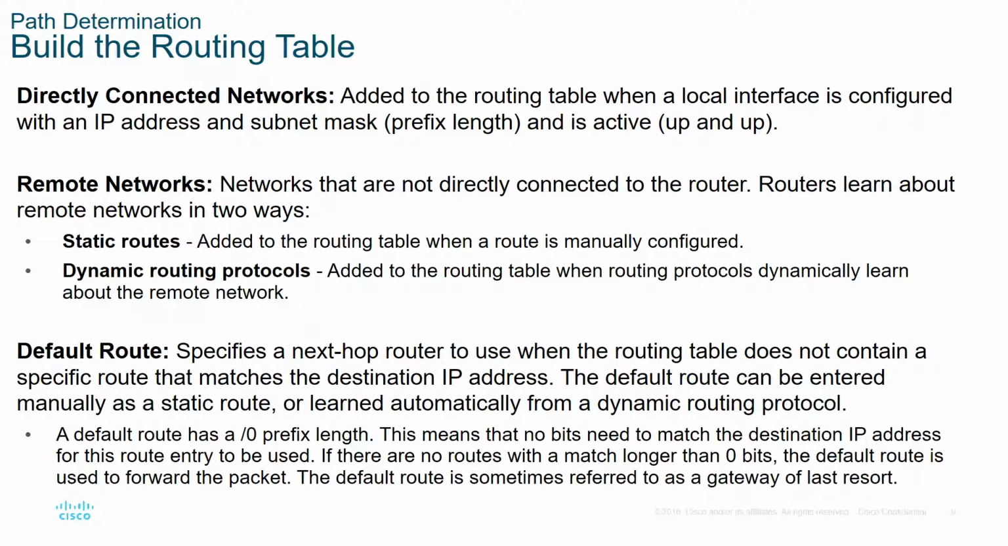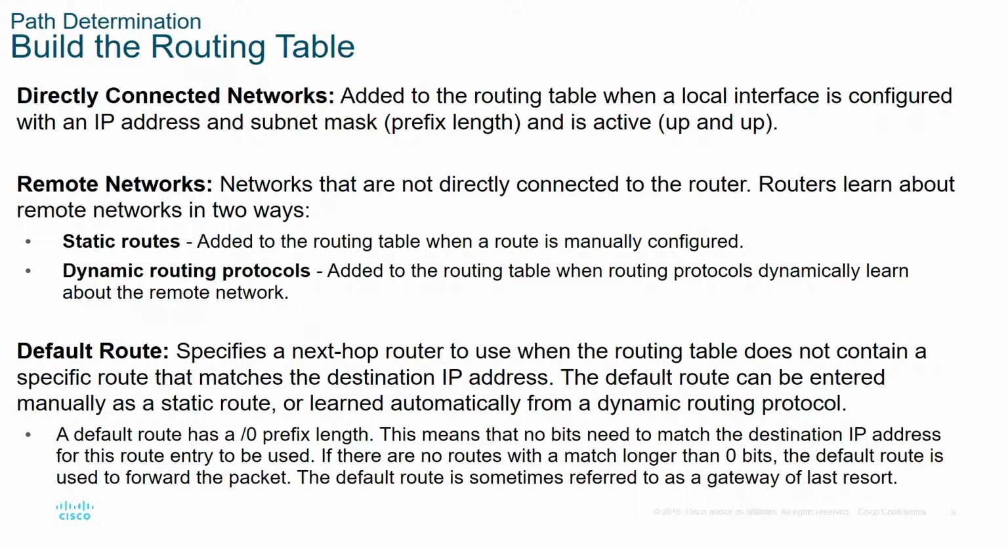Build the routing table. Directly connected networks are added to the routing table when a local interface is configured with an IP address and subnet mask or prefix length, and is active, that is, up and up. Remote networks are networks that are not directly connected to the router. Routers learn about remote networks in two ways: either via static routes, which are added to the routing table when a route is manually configured, or dynamic routing protocols, which are added to the routing table when the routing protocols dynamically learn about the remote network.